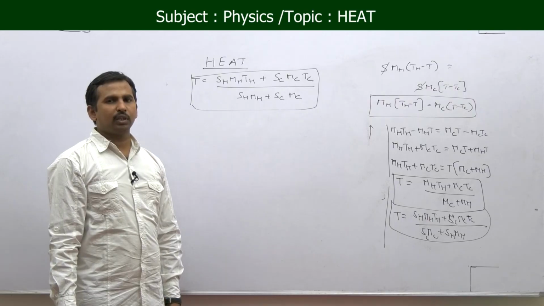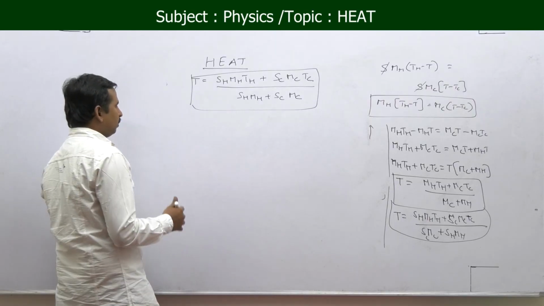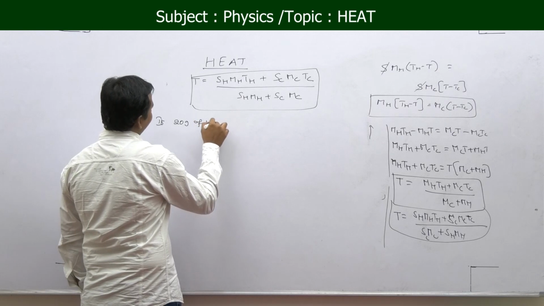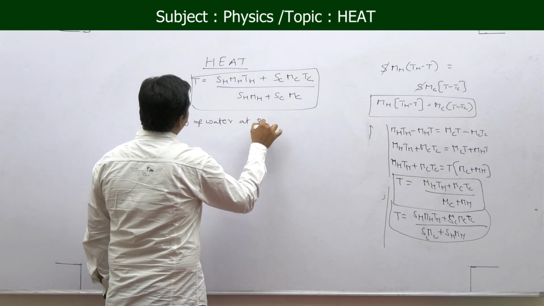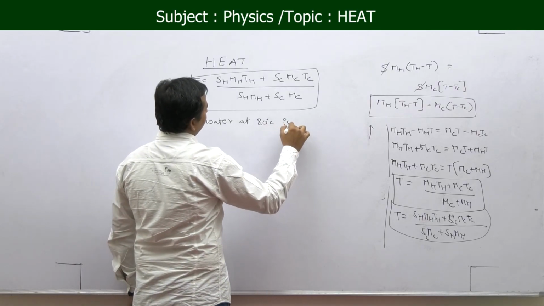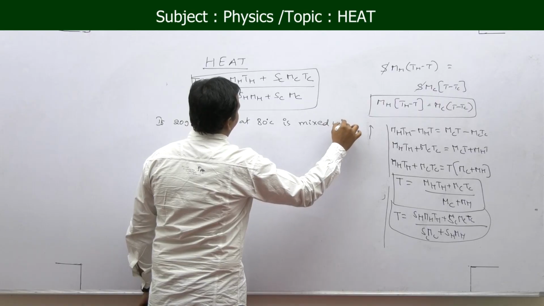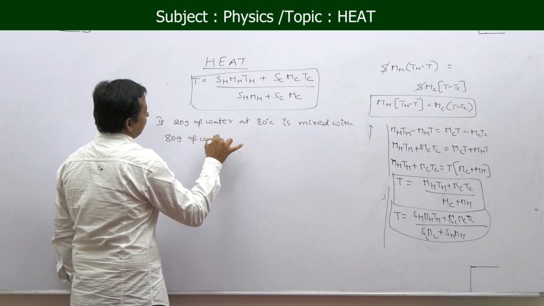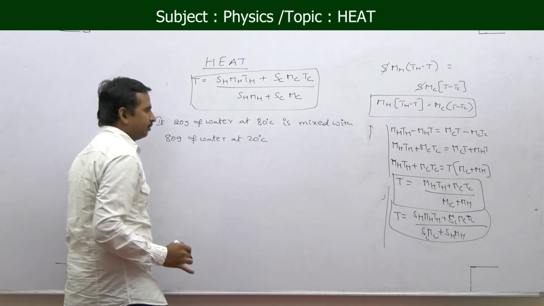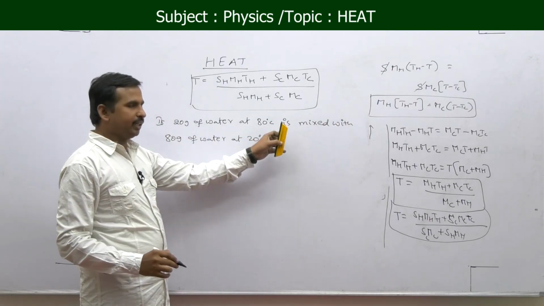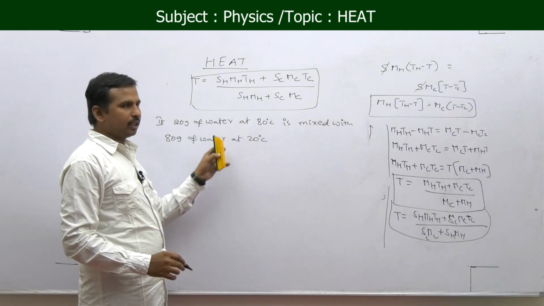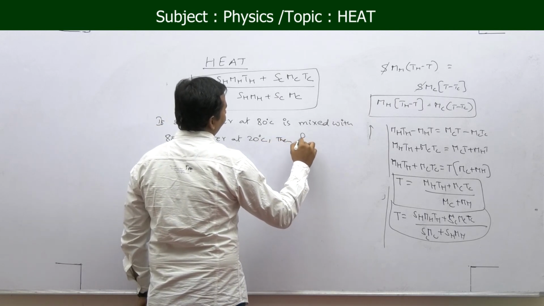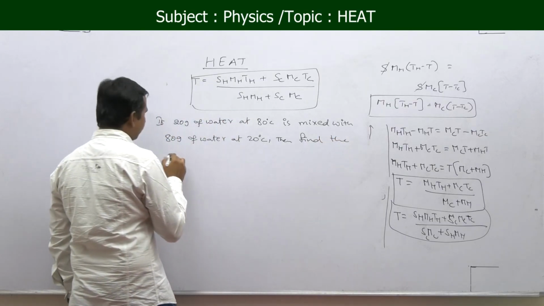I am mixing hot water with cold water. For example, if 20 grams of water at 80 degrees Celsius is mixed with 80 grams of water at 20 degrees Celsius, find the final temperature.